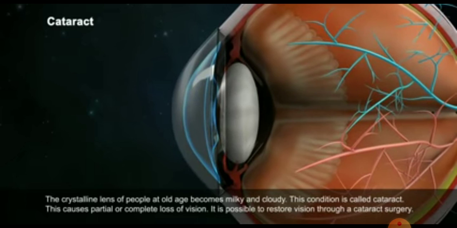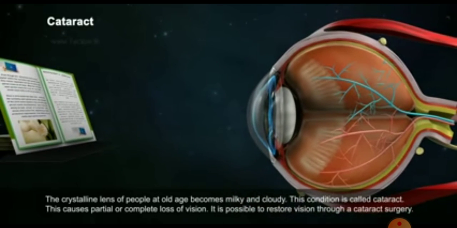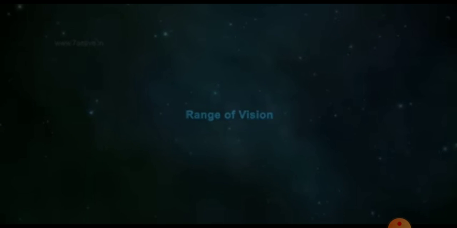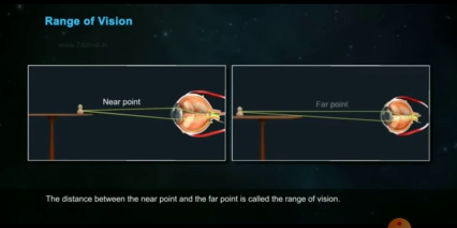Now after this, what is the range of vision? The distance between the near point and the far point is called the range of vision.